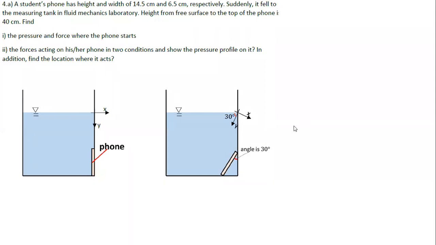So we have two phones here. One is under some angle here. You see, it is under some angle. And the second one is not under some angle, it is vertical. The second one is under some angle.